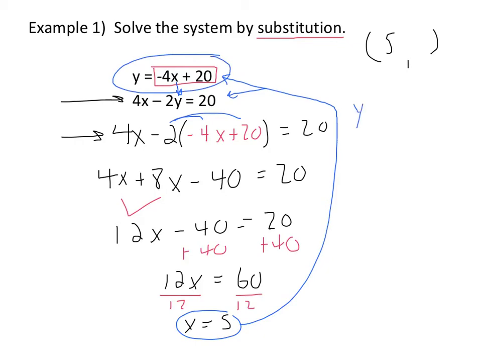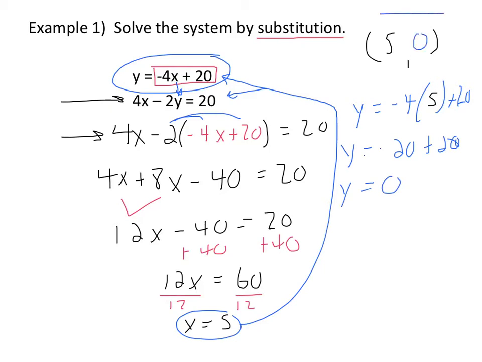So I would say y equals negative 4, and you know what x is now. It is 5 plus 20. So we have y equals negative 20 plus 20, so y is equal to 0. That is the y value of that coordinate, and you have now found the intersection point of the two lines. So if I were to graph it, it'd be at this coordinate right there.